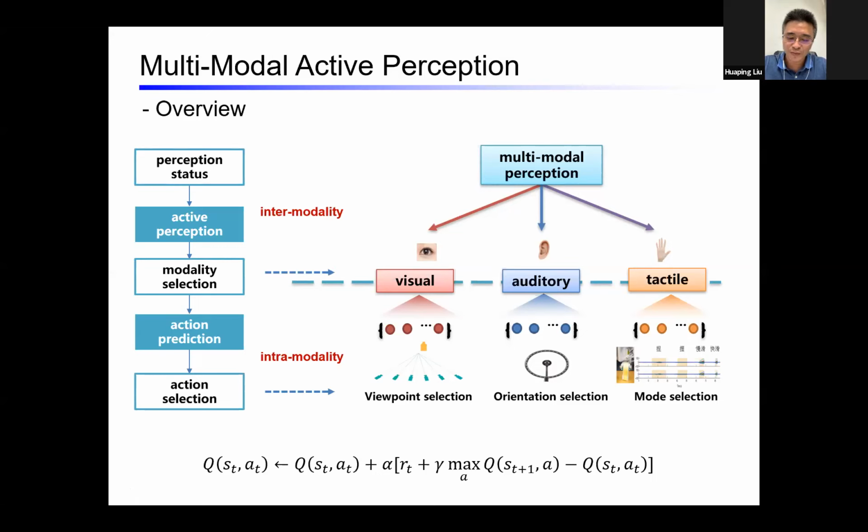An action prediction network is used to actively select actions. For visual modality, we can select different viewpoints. For auditory modality, we can select different orientations. And for tactile modality, different exploration modes can be selected. In the following, I would like to share some of our work in multimodal active perception.